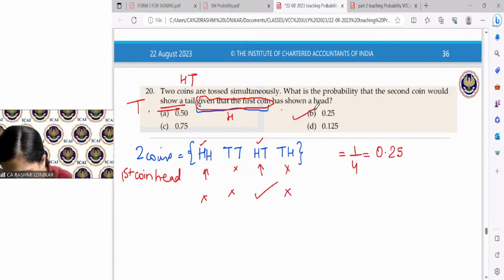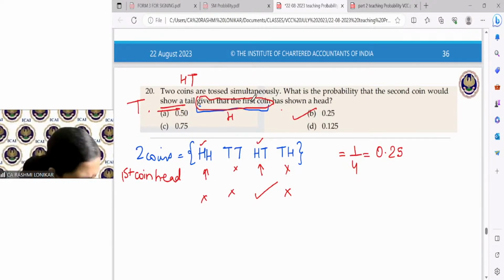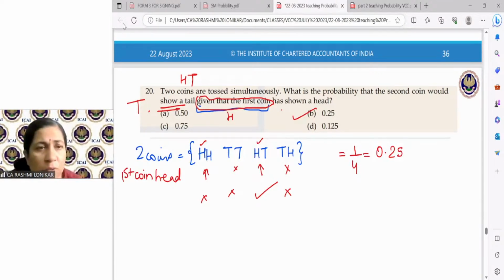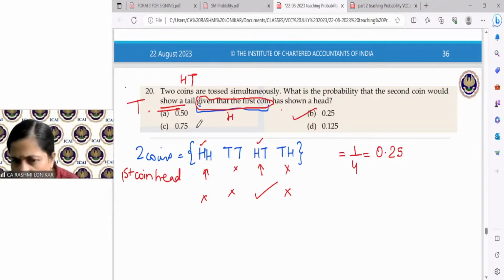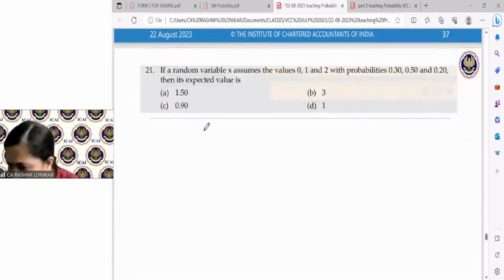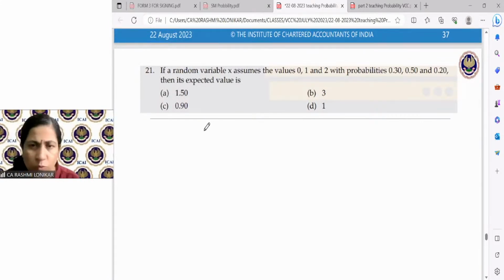Now, Tina, the book, there is a misprint. Okay, this is correct. What is the probability that the second coin would show a tail given the first coin has a head? Is it given in the book that way? Let me just check. But still, even if they have given, that is not the case. And even if there is some, I am quite sure my answer is correct. But in case there is some other opinion, I will let you know in the next session.